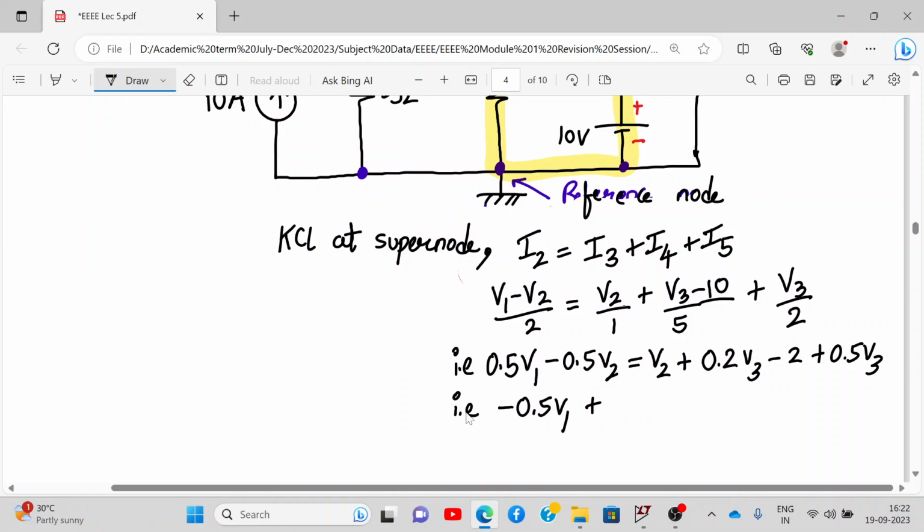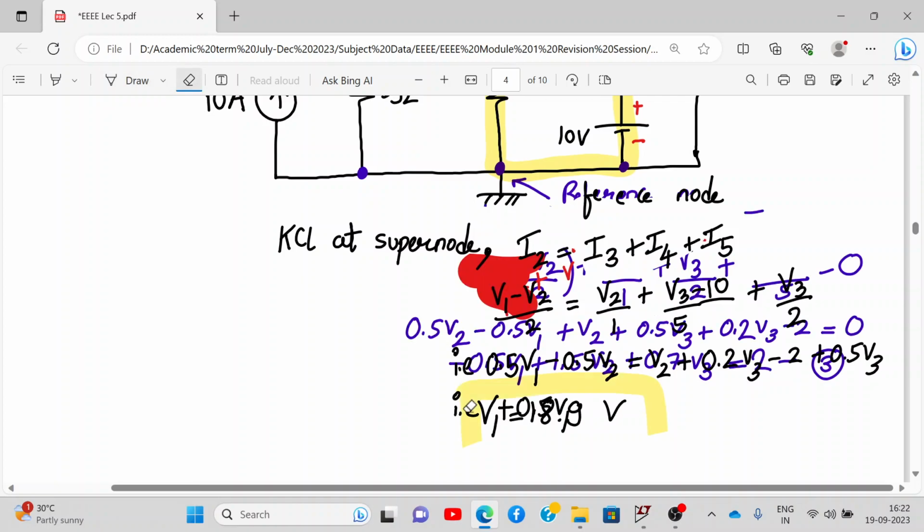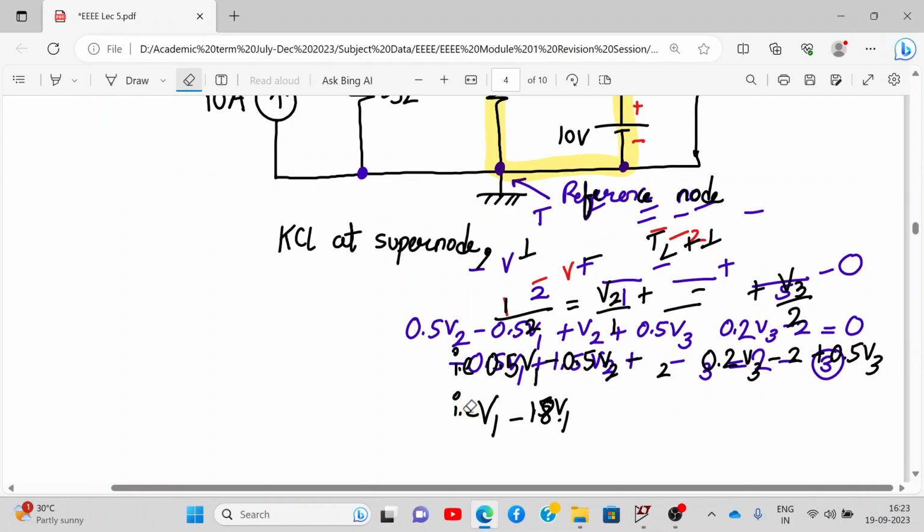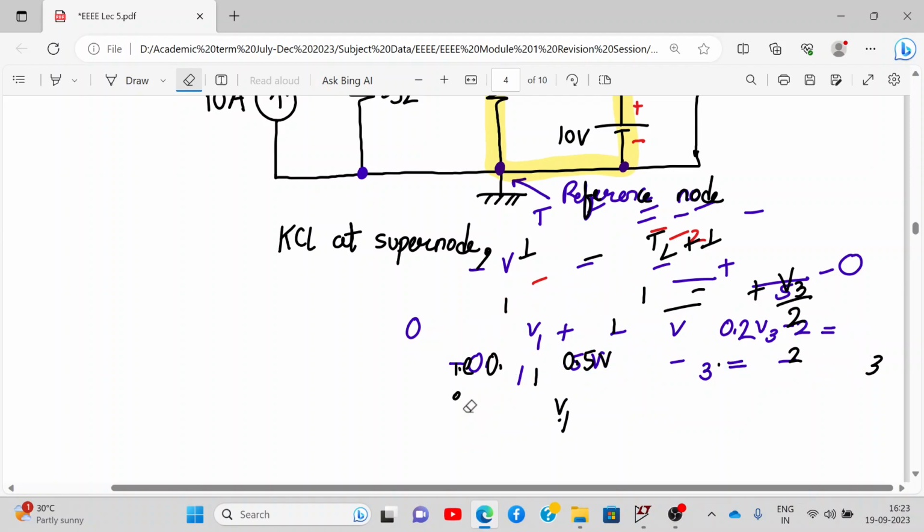This is 0.5 V1. I mean plus 0.5 V1. Oh, sorry again. I guess there are some previous writings which are coming into the picture. Let me quickly rewrite it, erase it and write it again. Very sorry for this.